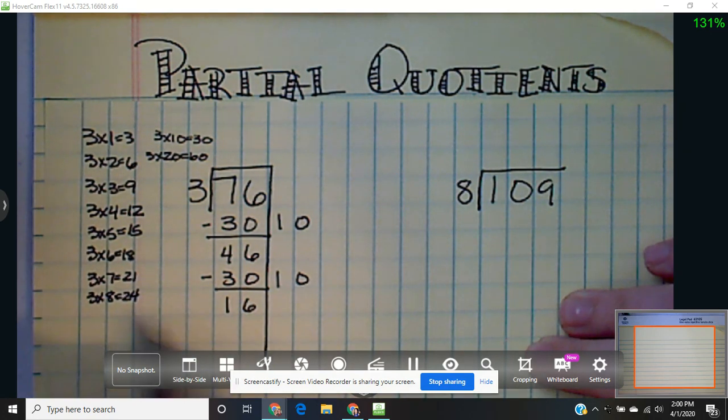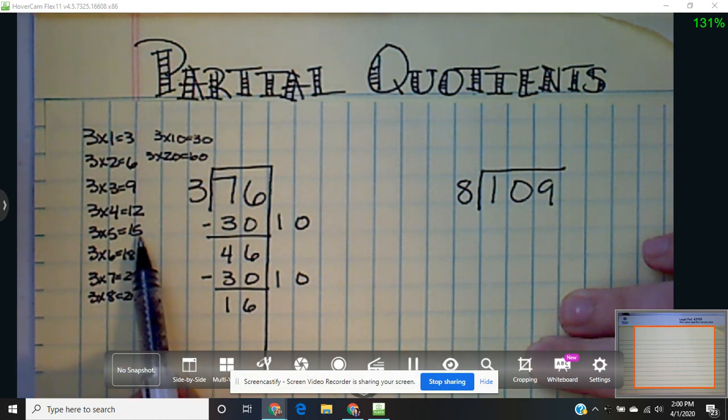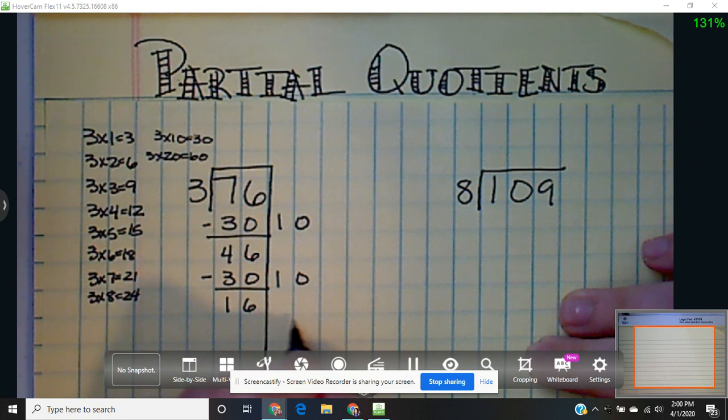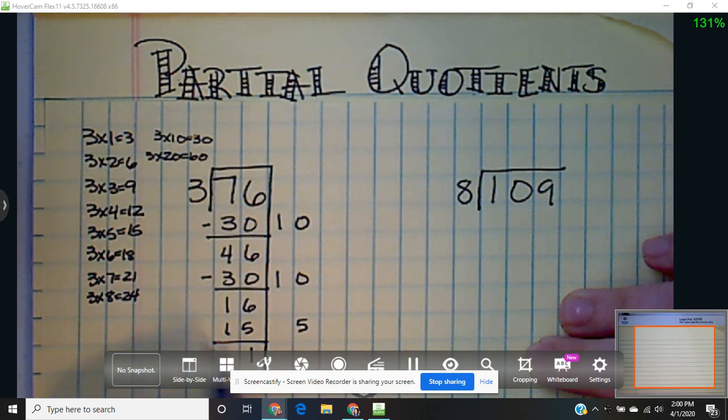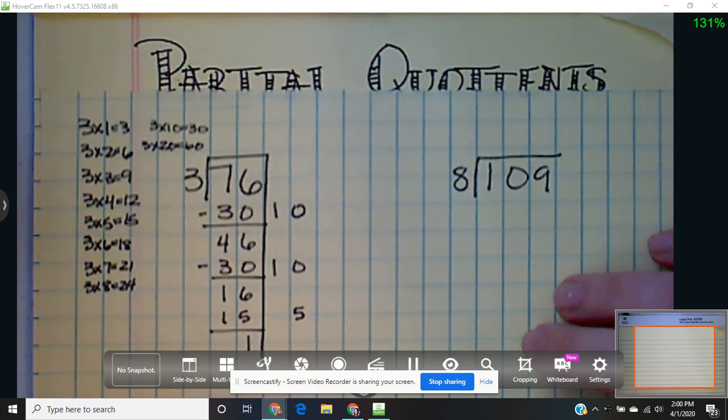Now I can go to my bank over here and see which one is closest without going over, and I notice that 15 is closest without going over. So how many groups of 3 is that? It's 5 groups of 3, and 5 times 3 is 15. And I have 1 as my remainder.